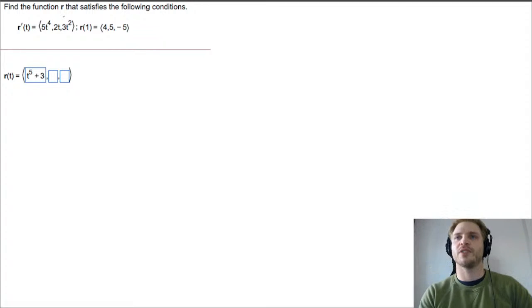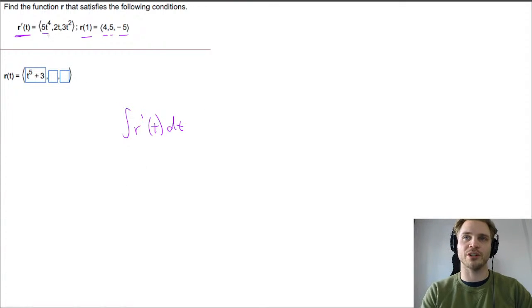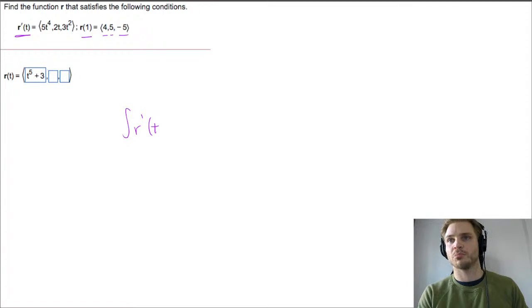And okay, so find the function r that satisfies the following conditions. They give you r prime, and they want us to find r. Then we're given this point of data: r of 1 is (4, 5, -5). So basically, the idea is that we want to integrate this function, the integral of r prime of t dt, which is a vector valued function. Essentially we're just going to integrate each of those components. That's the idea.